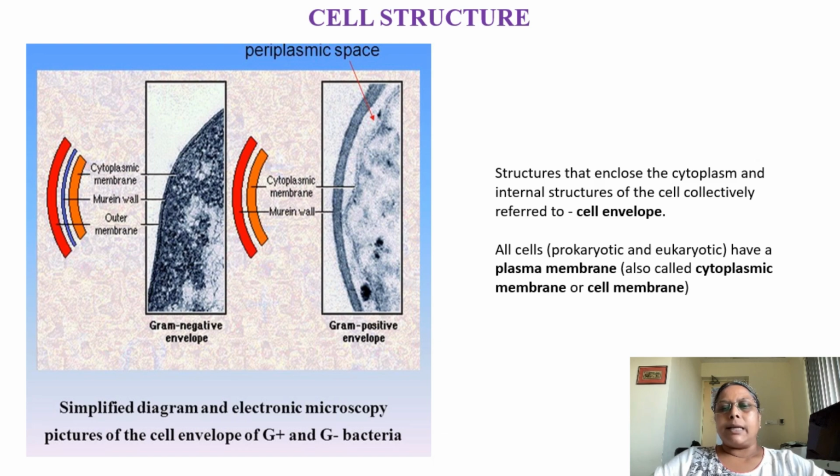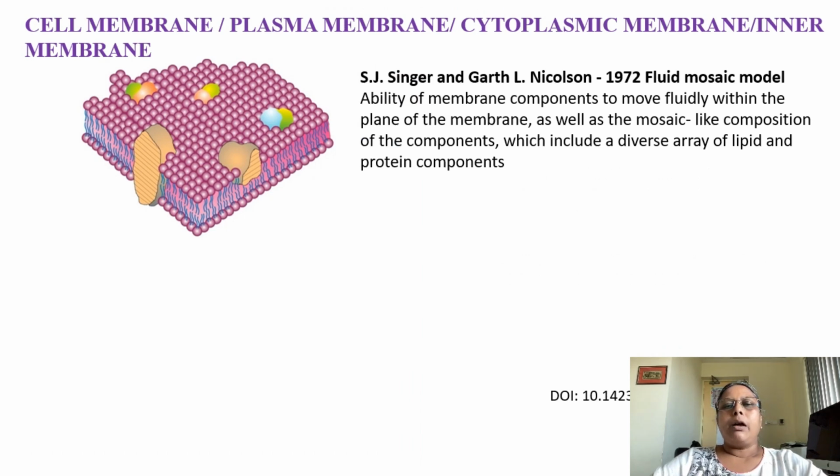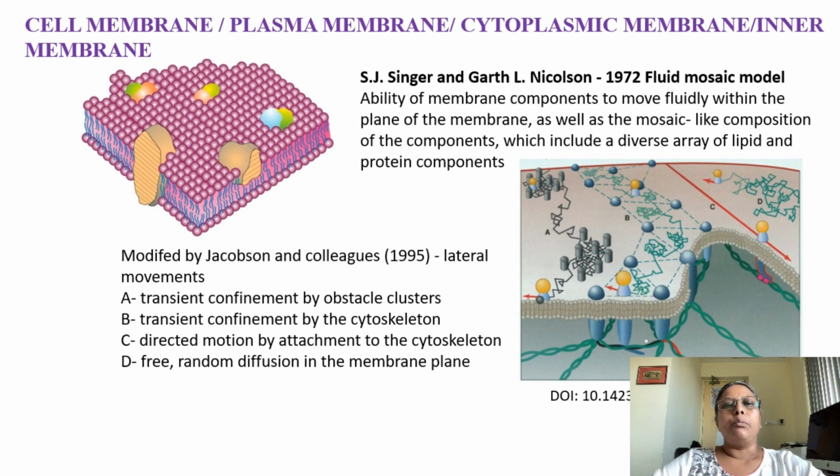Now, all cells, be it prokaryotes or eukaryotic cells, have a plasma membrane, which is also called the cytoplasmic membrane or the cell membrane. The plasma membrane structure was first described by Singer and Nicolson as the fluid mosaic membrane model. This structure was based on thermodynamic principles and the available data on component lateral mobility within the membrane plane. More than 40 years later, the model still remains relevant for describing the basic nanoscale structures of a variety of biological membranes.